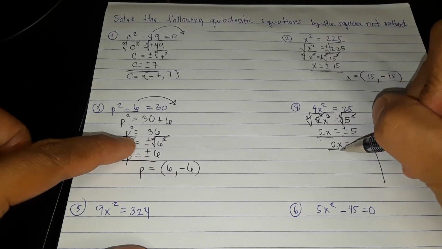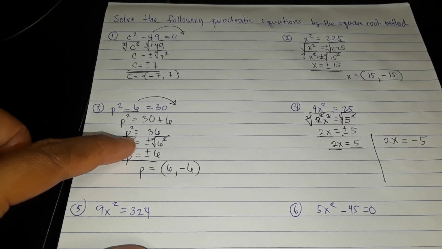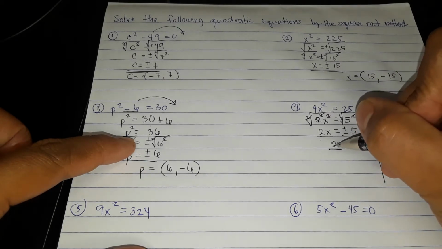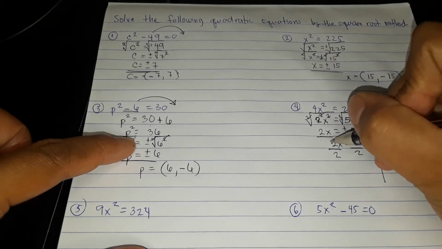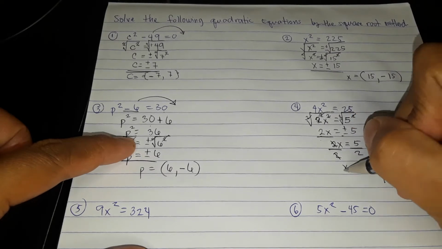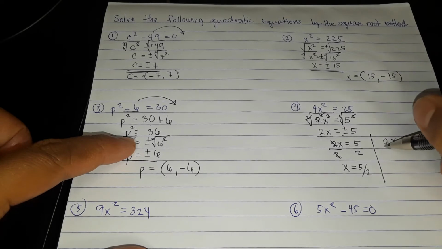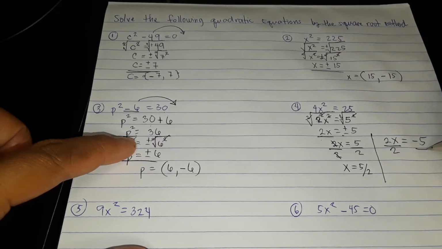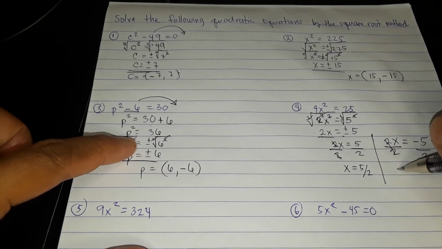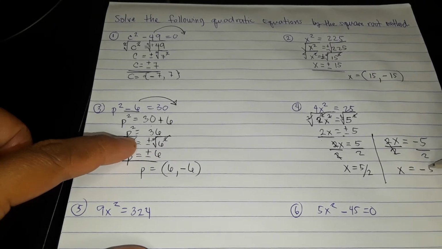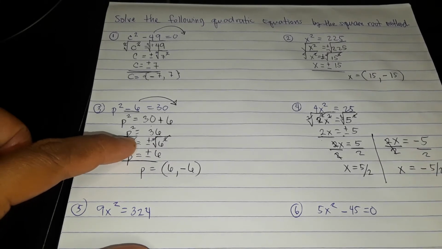So, kung ano man yung number na katabi ng variable or letter, yun ang i-divide natin both sides. So, divided by 2 and 2. Cancel na siya. So, ang x natin dito ay 5 halves. Dito naman, the same lang, divided by 2. So, x natin ay negative 5 halves. Kung gusto nyong gawin itong mixed number, okay lang. Okay?